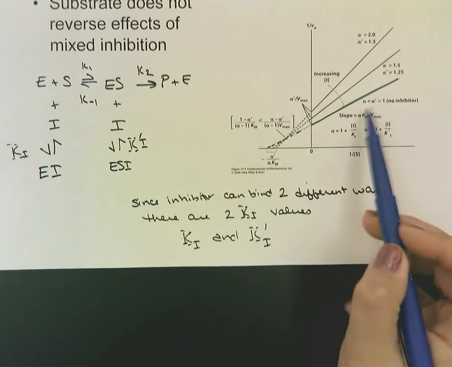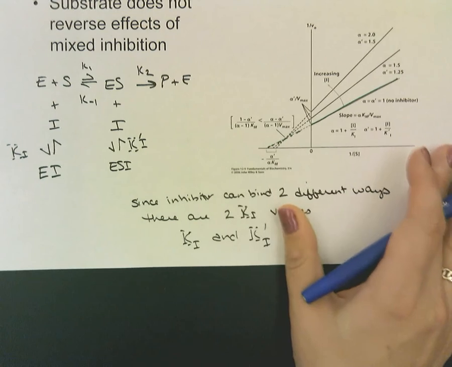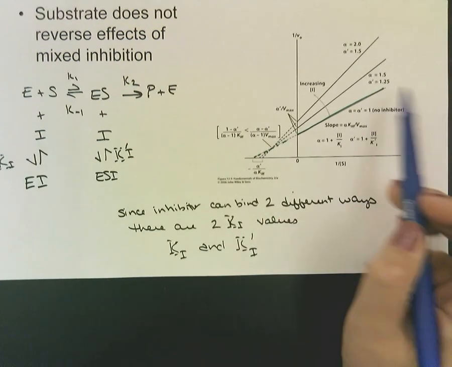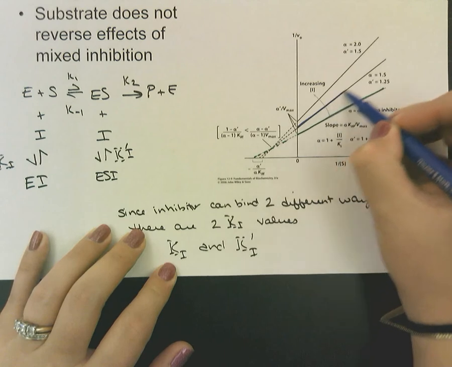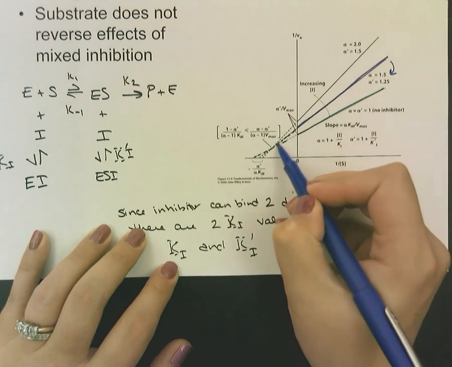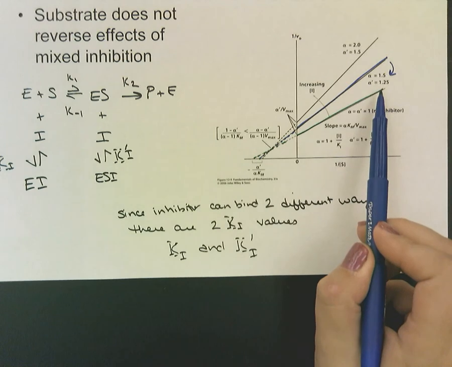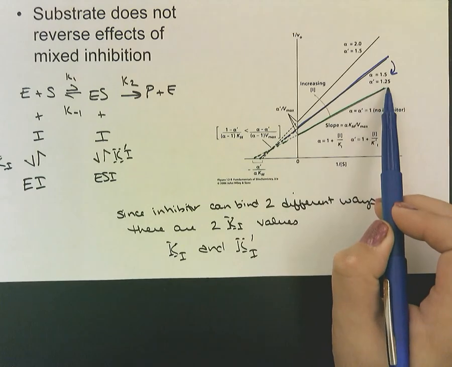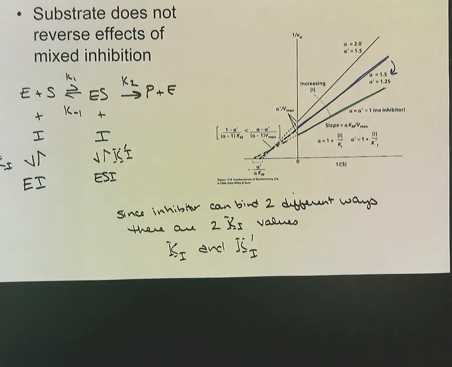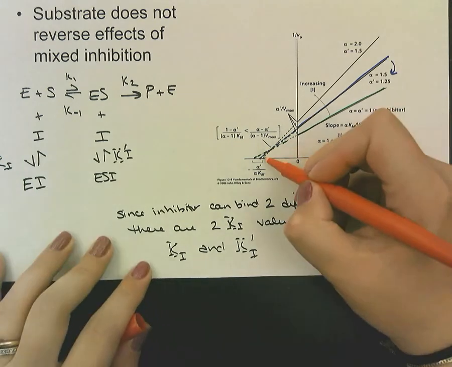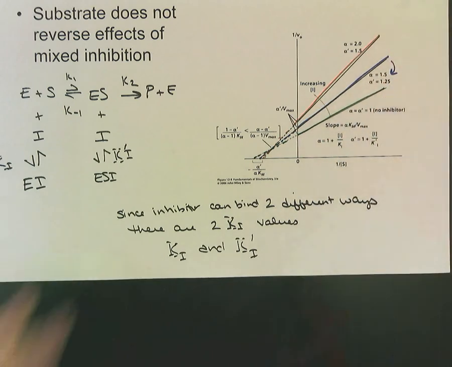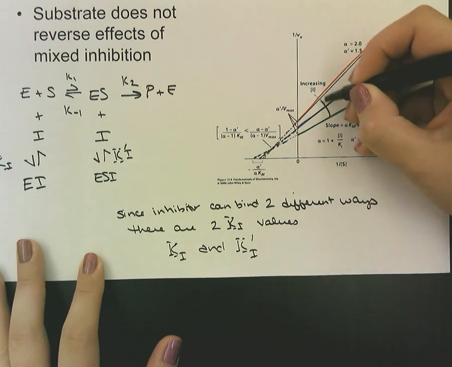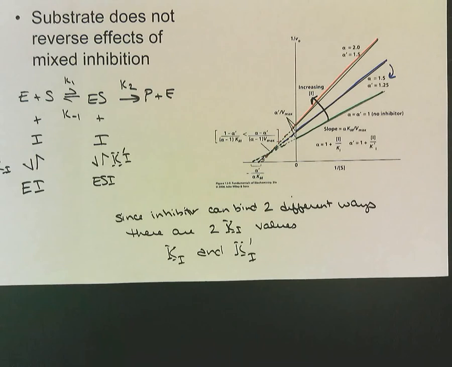All right, so this is our regular alpha equals alpha prime, which equals 1, which means there's no inhibitor at all. This slope means we have some amount where alpha and alpha prime are both greater than 1. The color I'm going to use is red. Then we have this one, where alpha is equal to 2, alpha prime equals. So again, increasing inhibitor in that direction.